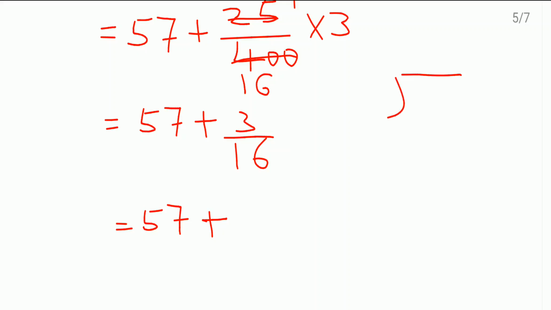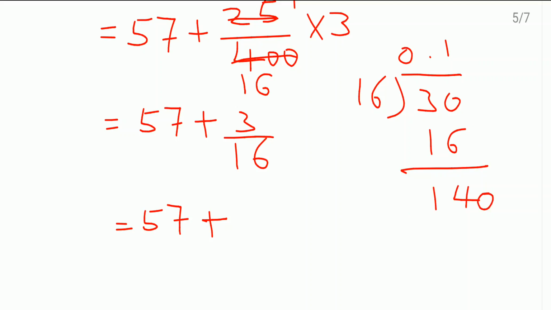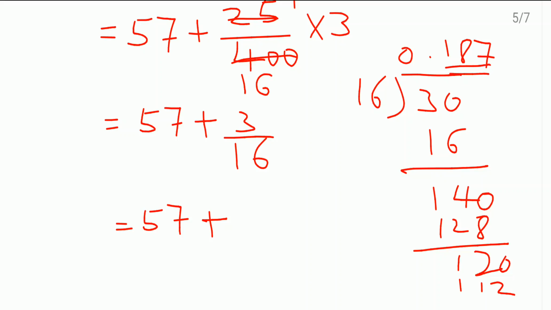See, 3 by 16, 0 point, this one, 16 ones are 16. So it is 10 minus 6 is 4 and here 1. This 0 is given here. So 16 8s are 128. So here this one is left. The 0 here. 16 7s are 112. Right? I will just go till 2 decimal places. Okay. But still we have done till 3. So I'll write down here 0.187.